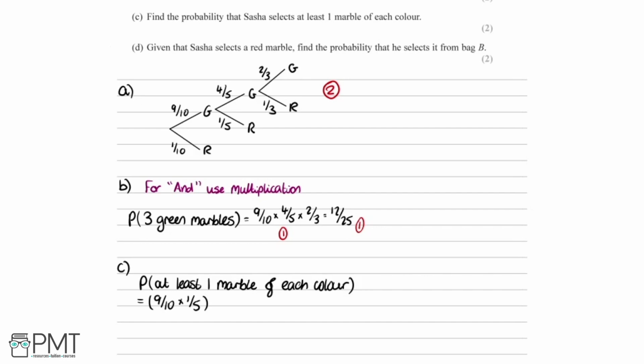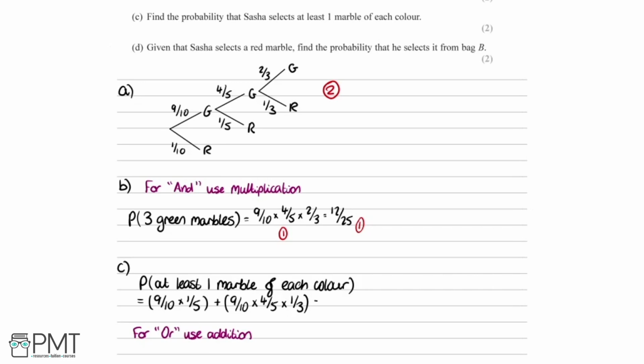However, that's not the only possibility. What could happen is he chooses green, and then red, and that will still satisfy the condition that there's at least 1 marble of each colour. So what we're going to do is add to this, because for or we use addition. So it could be this, or it could be this. So we're going to add, and then we're going to multiply these together because it's and. So 9 out of 10 multiplied by 4 over 5 multiplied by 1 over 3.